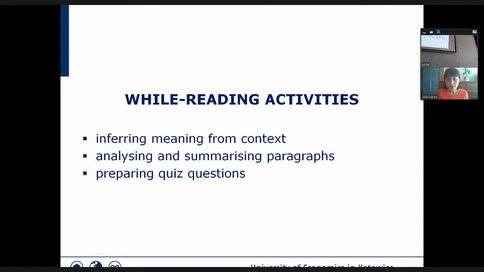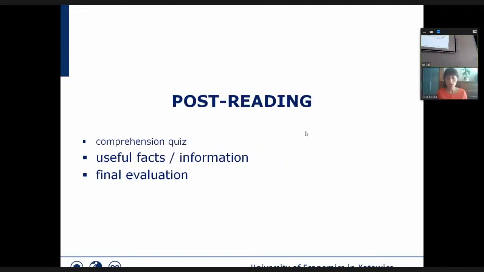The while reading activities involved inferring meaning from context, analyzing and summarizing paragraphs, preparing quiz questions, but this was not covered in the questionnaire. Post-reading activities included comprehension quiz, where students sort of tested each other on the understanding of the text and remembering the information extracted from the text, but this was not covered in the questionnaire. What was covered in the questionnaire was the useful facts and information stage, I will explain in a second, and the final evaluation.